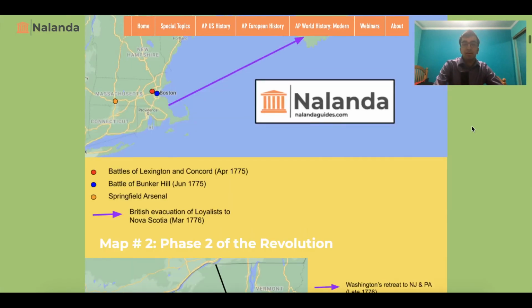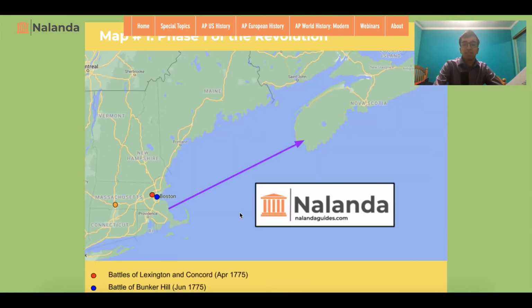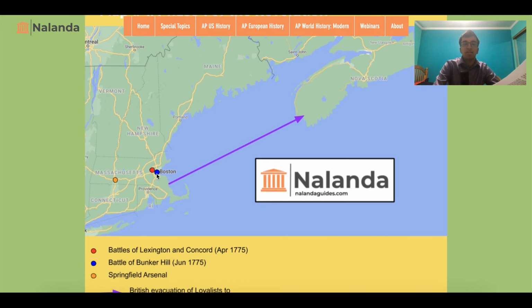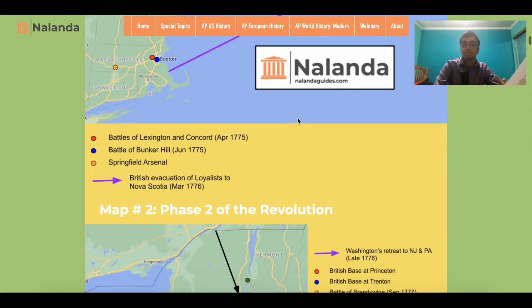And as you can see in a map over here, this is a map of the first stage of the war. This is the Springfield Arsenal. This orange dot. This red dot is the Battle of Lexington and Concord. This blue dot is the Battle of Bunker Hill. And here, as you can see, the British moved the Loyalists from New England to Nova Scotia in Canada.